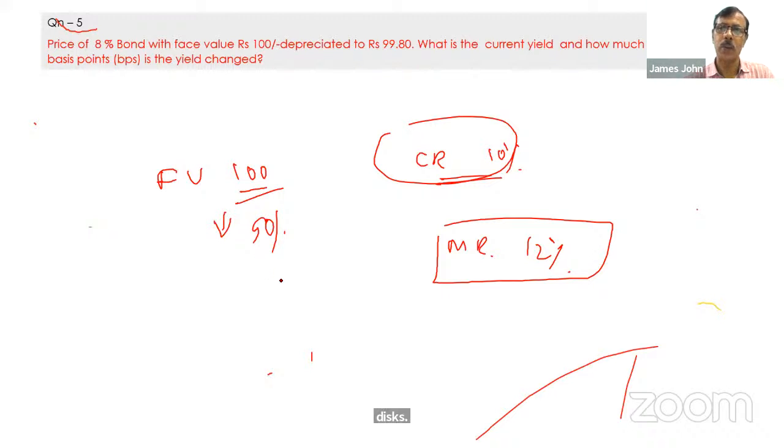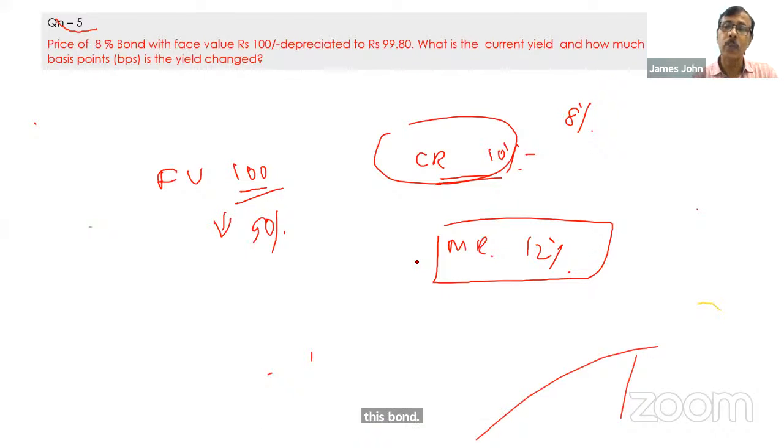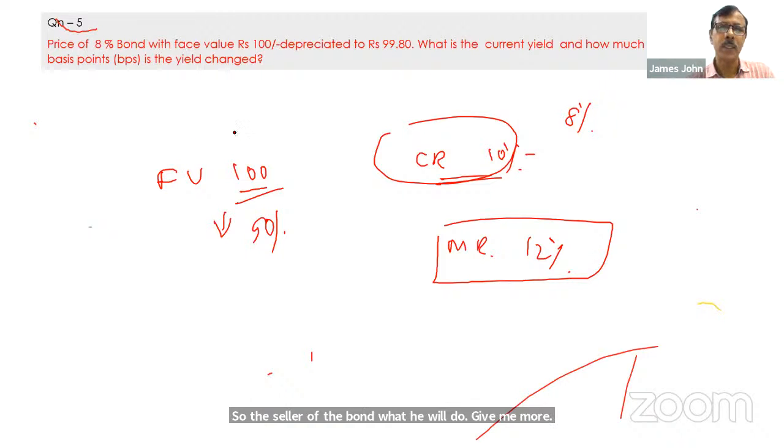Now look at the next situation. The coupon rate is 10% and the market rate is 8%. That means if a person has some money and invests in the bond, he gets 10%. If he invests in some other area, he will get only 8%. Am I correct? So there will be a lot of people in the queue to buy this bond. So what will the seller of the bond do? He will say, I will not sell at 100, give me more. So this bond will be traded at 120.